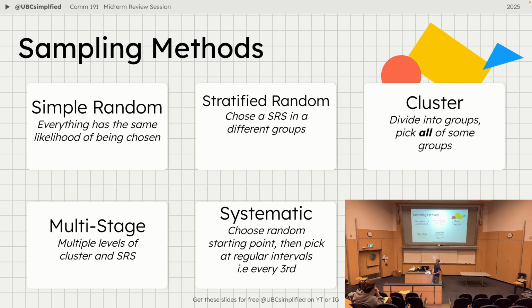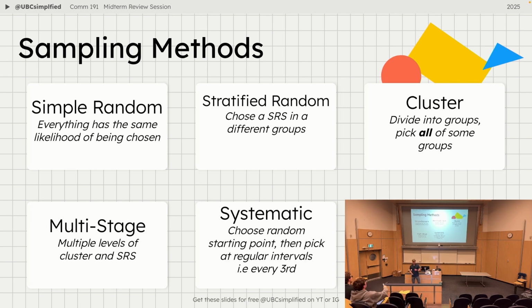And then systematic is, let's say if you want to pick out letters from the alphabet, you pick a random starting point, let's say D, and then you have a defined interval. So let's say now you're picking every third letter. So for systematic, you pick a random starting point, but then you have regular intervals where you're going from. Are there any questions with that?